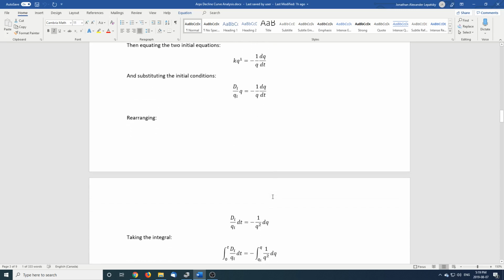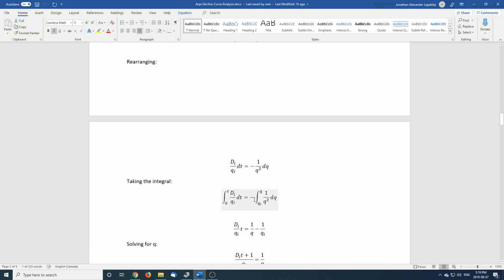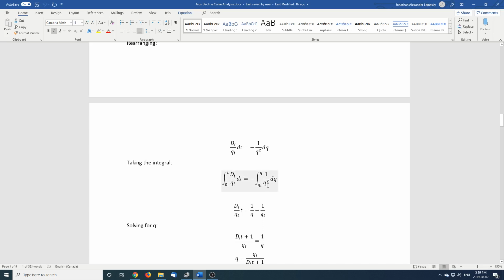Now we can rearrange that such that we collect the q's on one side, and then we bring the dt to the other side so we can do the integration. So we multiply both sides by dt, we'll get the dt here. We divide both sides by q. We'll bring the other q down here to get the q squared on the bottom. Now we just integrate that again through the same limits, 0 to t, qi to q.